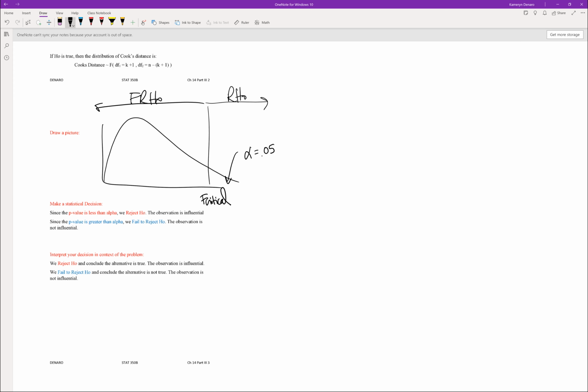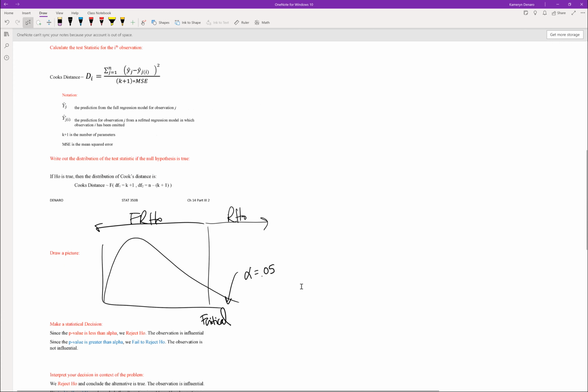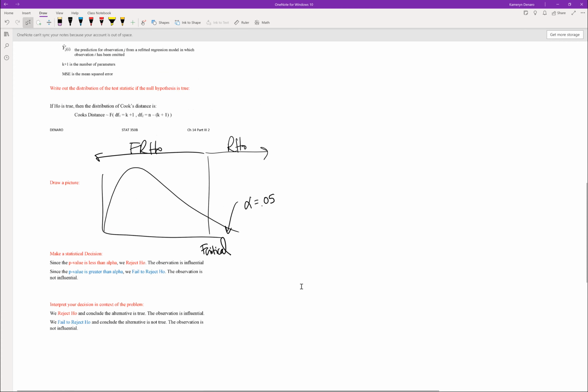Because if one observation is changing the analysis that much, we don't want our interpretations of our results to be driven by just one single observation, right? So that's why it's really important to check for the Cook's distance. And this is one way you can do that.